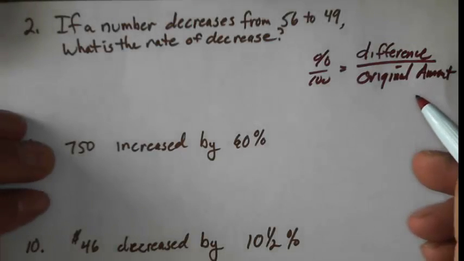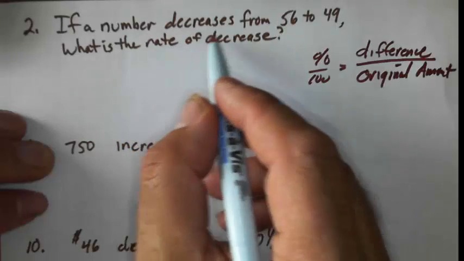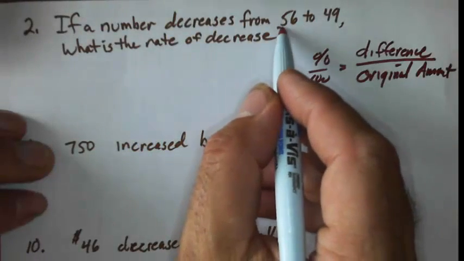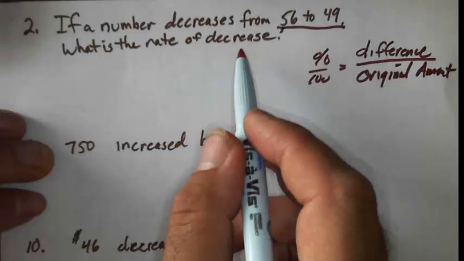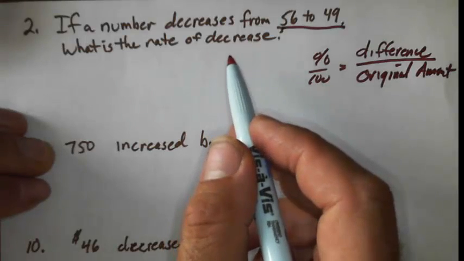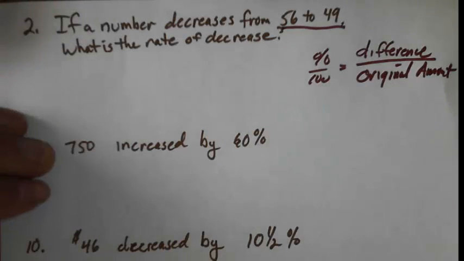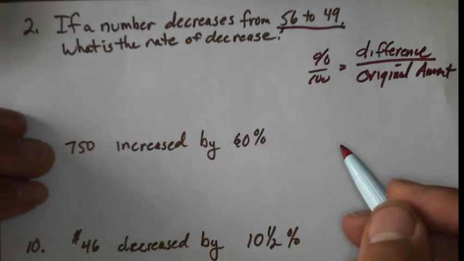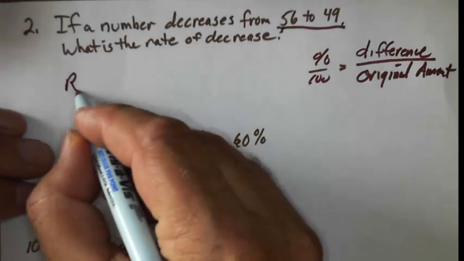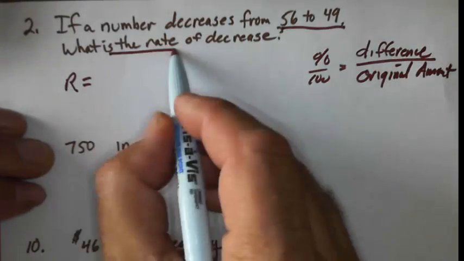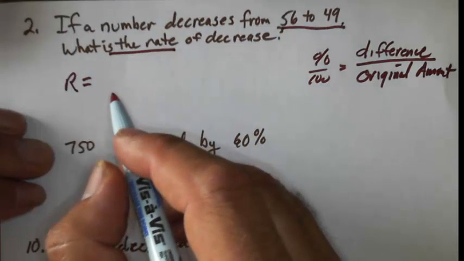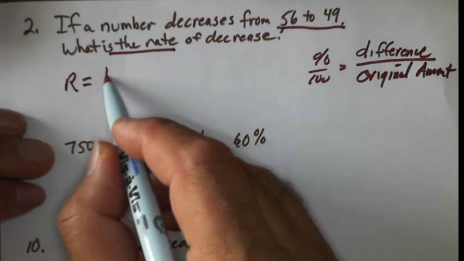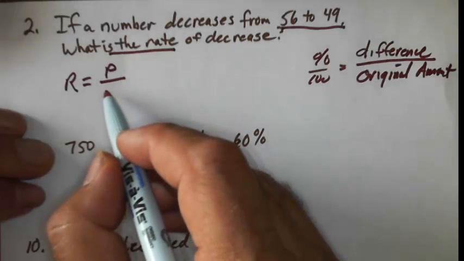Problem number 2, if a number decreases from 56 to 49, what is the rate of the decrease? So you're looking for a rate. So we'll need to get the information you need. So the difference then, what is the formula you're going to use? Well, we're looking for the rate, right? So rate is going to be on the outside. Okay, the proportion over the base.